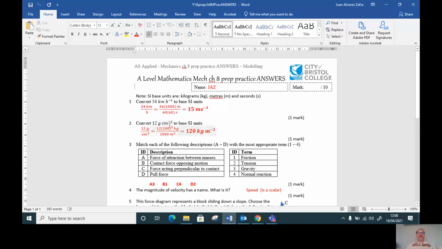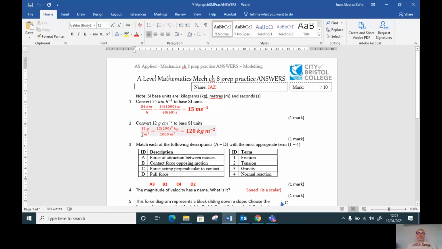Similarly, if we have 12 grams per square centimeter, if we write the 12 grams at the top and the square centimeters at the bottom, to convert grams into kilograms, we need to divide by 1,000. So if you have the 12 at the top, then we put the 1,000 at the bottom. So 12 divided by 1,000 is kilograms.